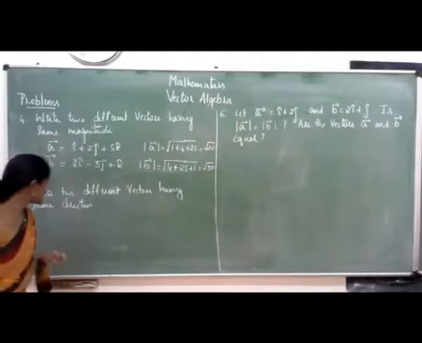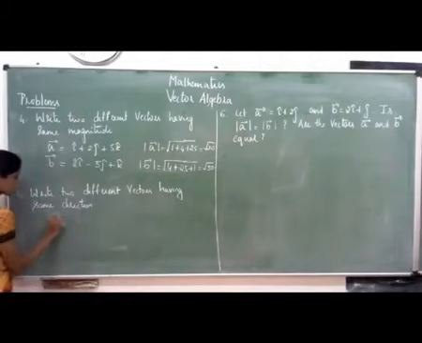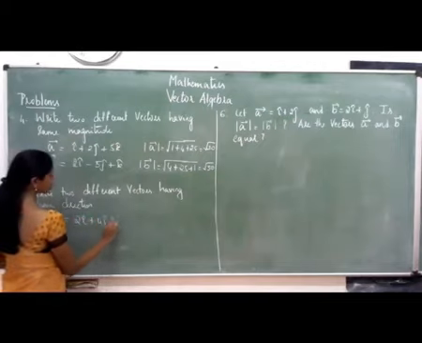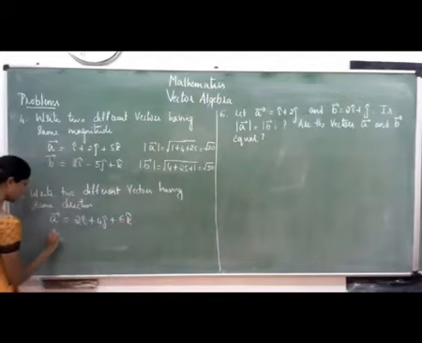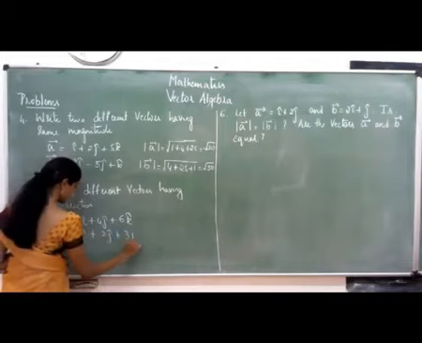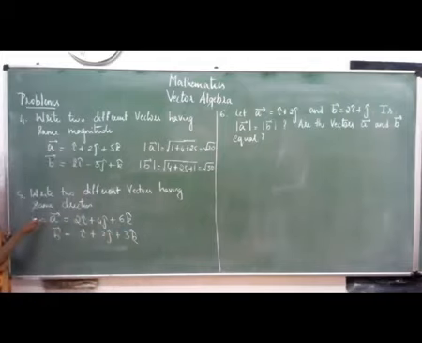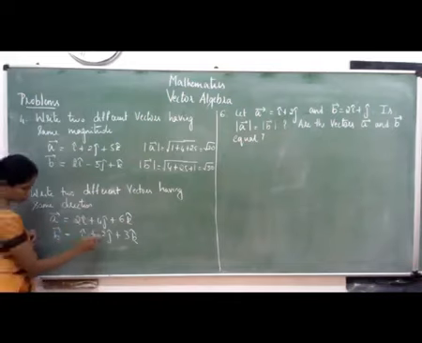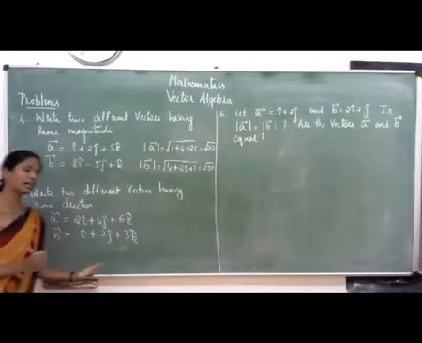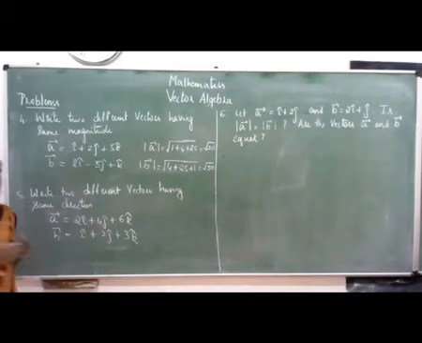Write two different vectors having the same direction. So let us write vector A first. Here it is 2i cap plus 4j cap plus 6k cap. And vector B I write as i cap plus 2j cap plus 3k cap. If you see the direction ratios of vector A, which are 2, 4 and 6, and the direction ratios of vector B, which are 1, 2 and 3, they are proportional. Hence you can say that these two vectors have the same direction. Like this, again you can give many examples.